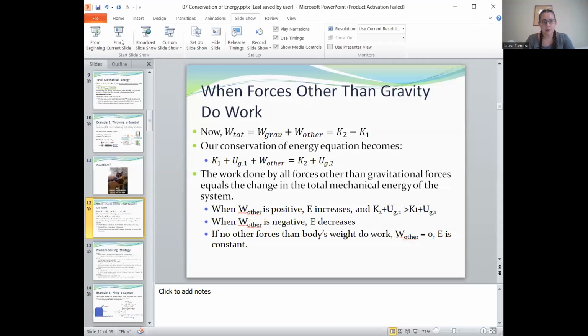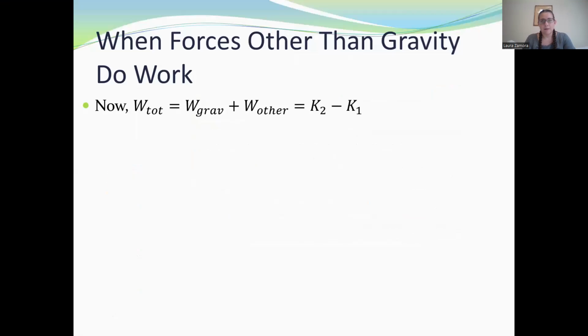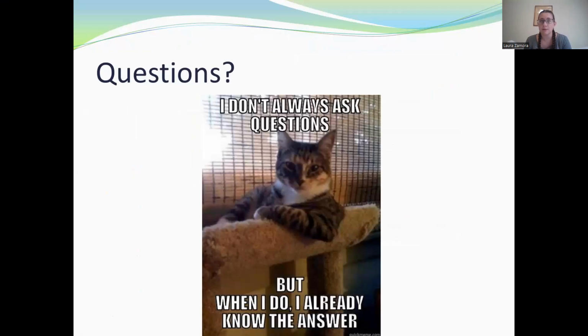So we were talking about gravitational potential energy yesterday, and we were just about to start talking about forces other than gravity. So that W sub other term. But do you guys have any questions from yesterday that we did not get a chance to answer? Going once, going twice.